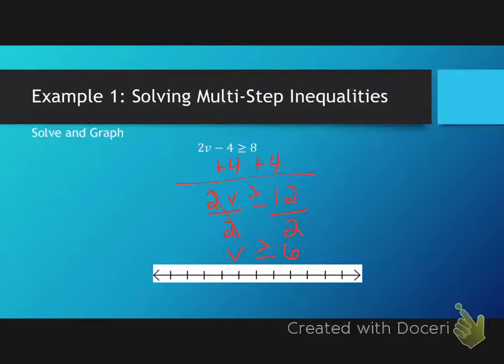So let's say that this right here is 6. 10, 4, going that way. It's going to be a solid circle at 6. And then our line is going to go, v is greater than or equal to 6. So it's going to be these values on the number line, 6 and up.